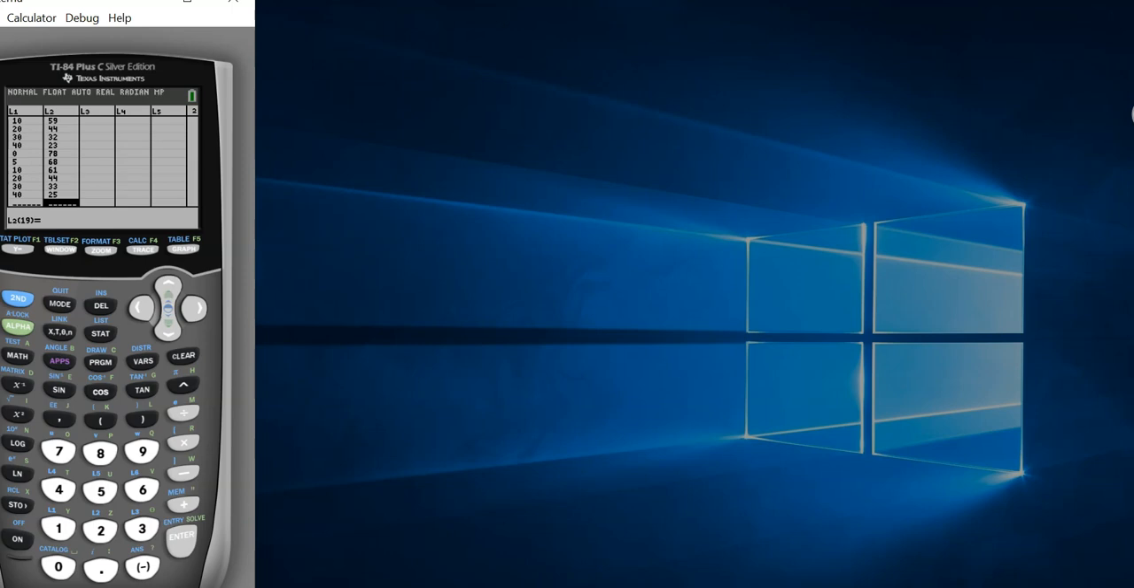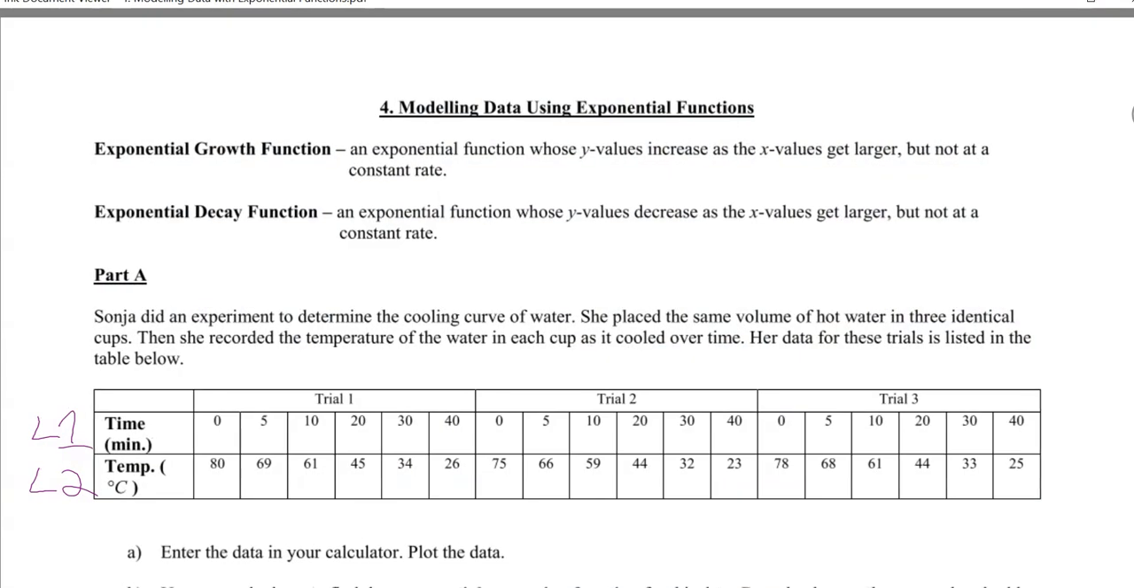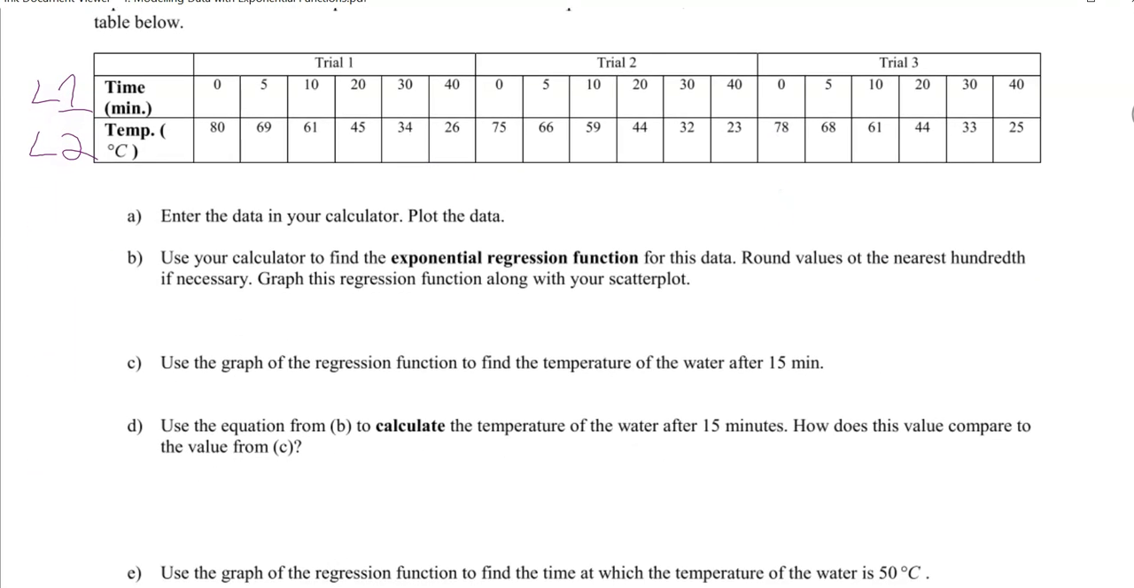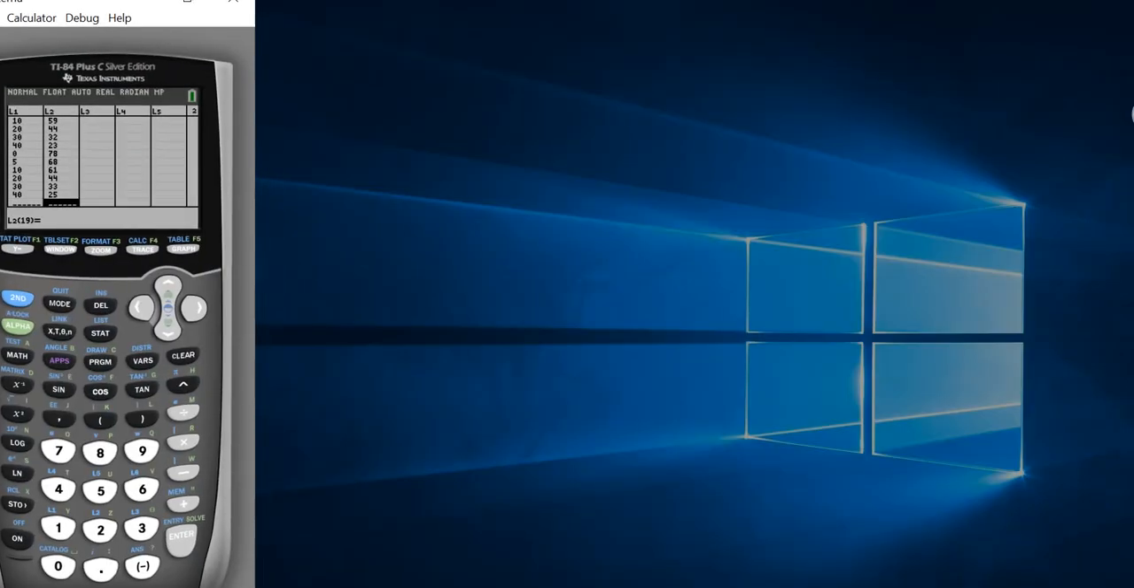Okay, so it says enter the data in your calculator. So we have all of this data, time in L1 and temperature in L2. Plot the data. Okay, so we're going to look at the scatter plot, right? It's going to look at the points. To do that, we need to set a window. Our x values, which is time, go from 0 to 40. But we may want to extrapolate, which means to go beyond the time of 40. Maybe we want to go to 50.